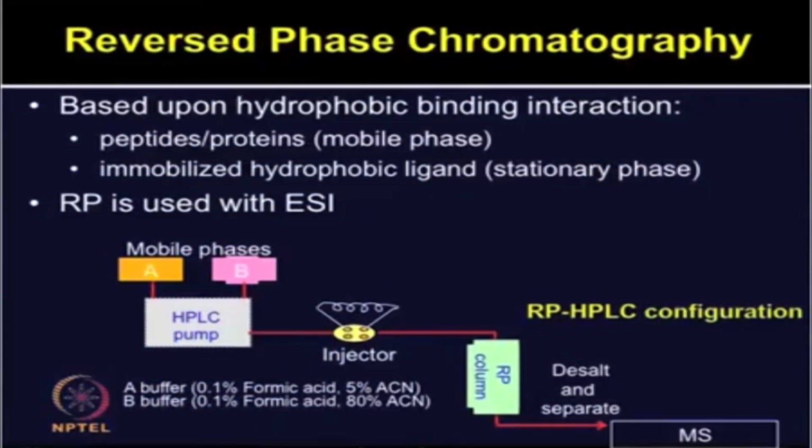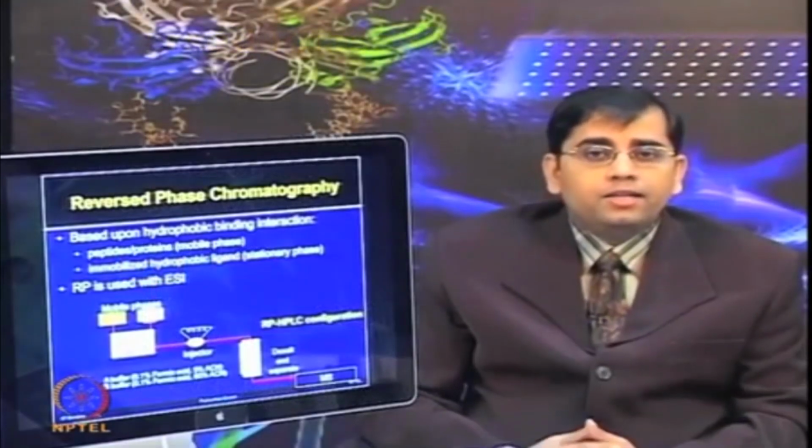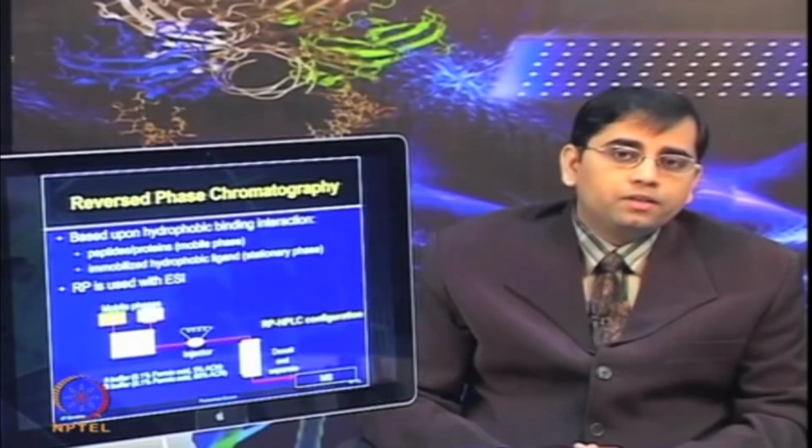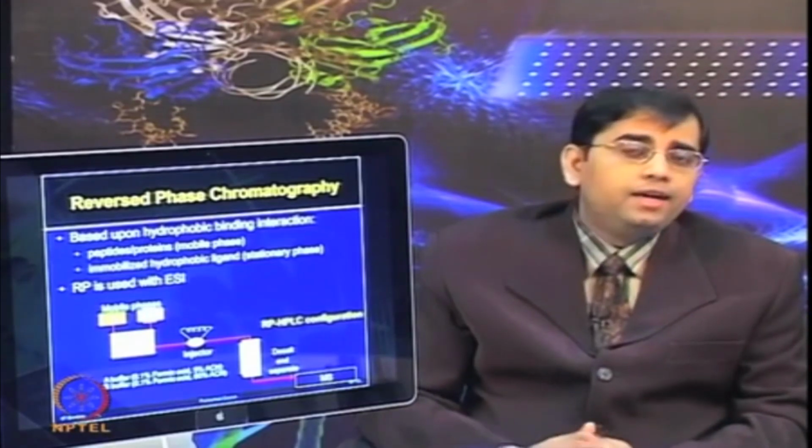Reverse phase chromatography is based upon the hydrophobic binding interaction between the peptides or proteins in the mobile phase and the immobilized hydrophobic ligands in the stationary phase. In reverse phase, the stationary phase consists of long aliphatic carbon chains, which are highly hydrophobic in nature.